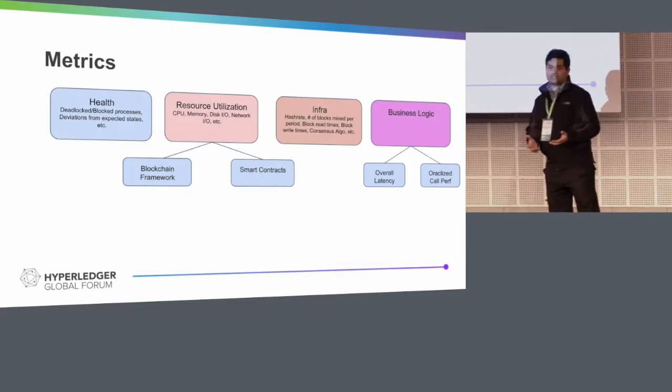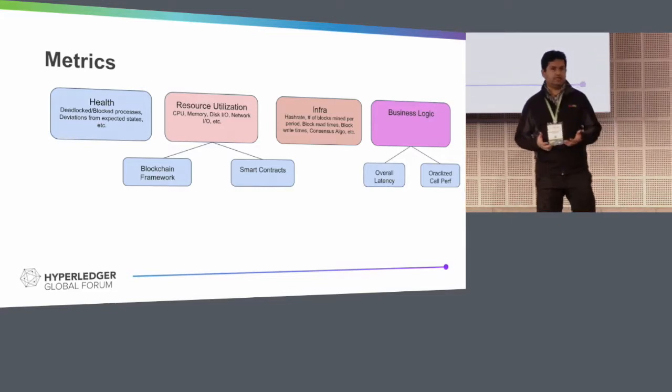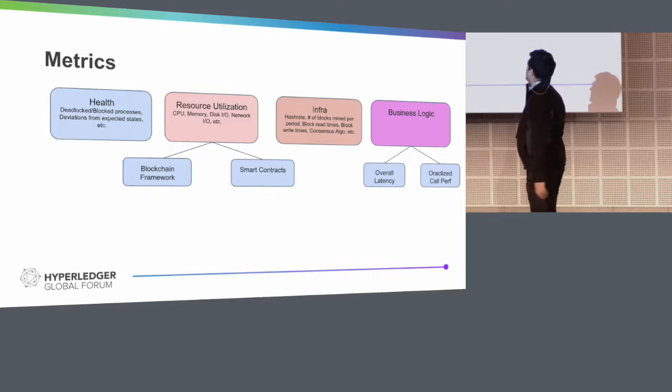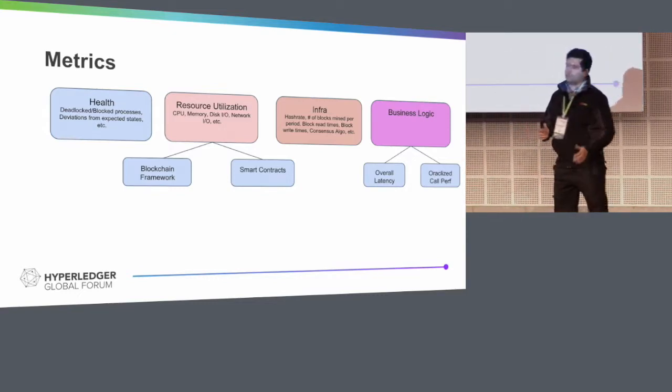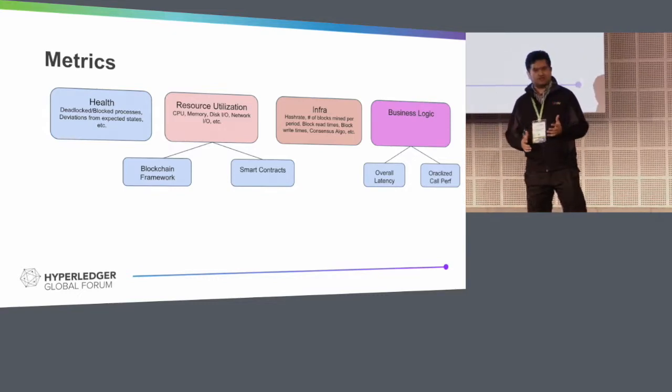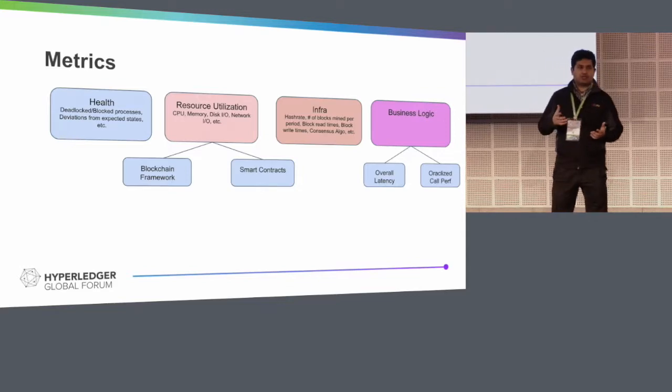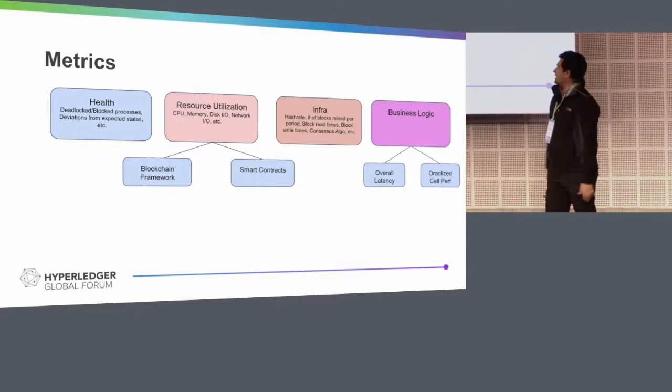Next class of metrics would be resource utilization metrics. What's your CPU utilization, network utilization, right? I/O, disk, basically, and things like that, memory. So here, in the blockchain setting, you'd like to know the resource utilization that's being consumed by your blockchain framework as well as your smart contracts in a granular manner.